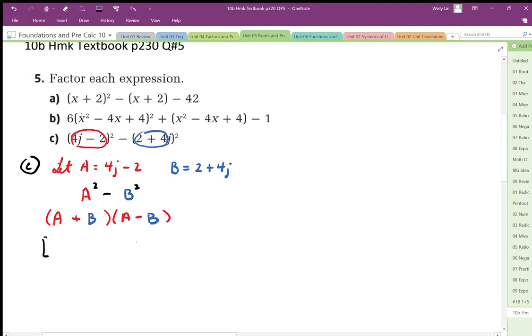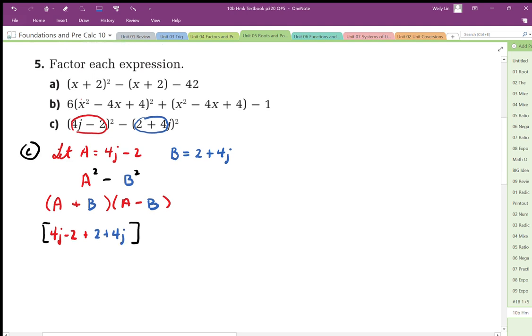So instead of a, I'm going to use 4j minus 2 plus the b, which we worked out to be 2 plus 4j. So for that section then, the 2's cancel out and we end up with 8j. Okay, so let me just rewrite that, 8j.